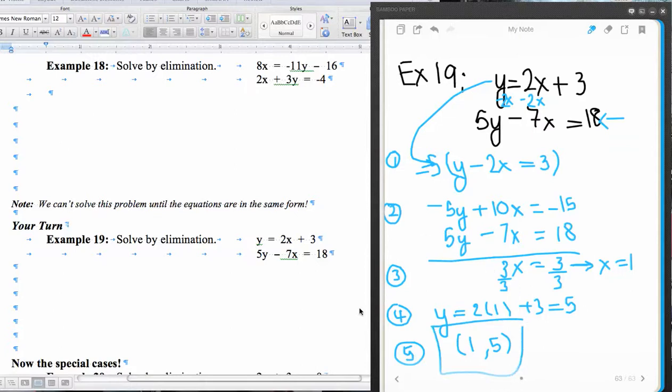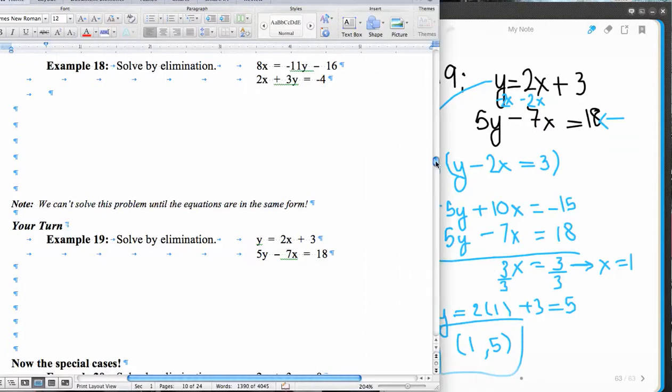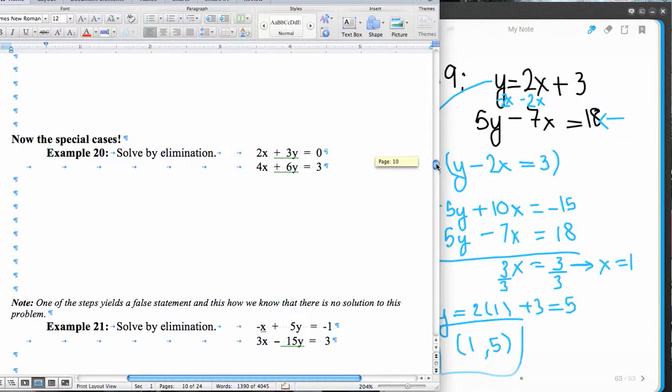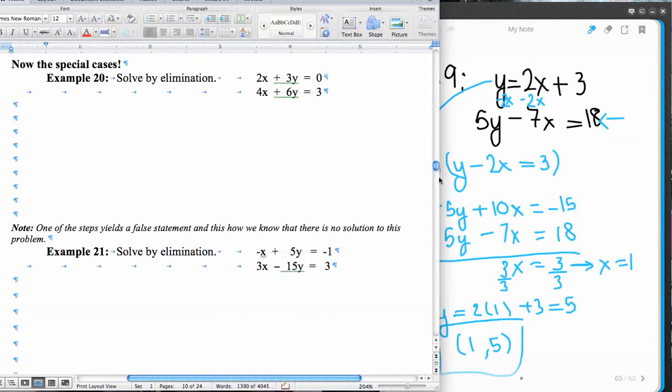Now our next task is to talk about the special cases, the dependent system and the inconsistent system, as your book calls them. So I'm going to do that in the next video, so we'll continue with this topic then.